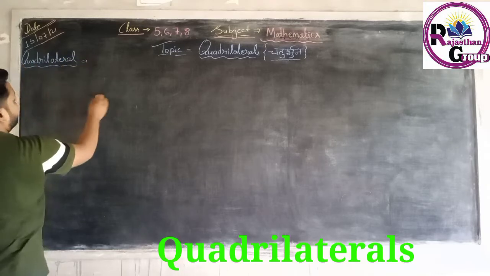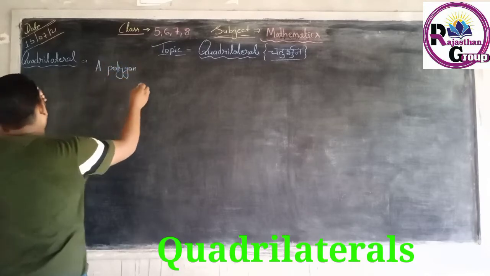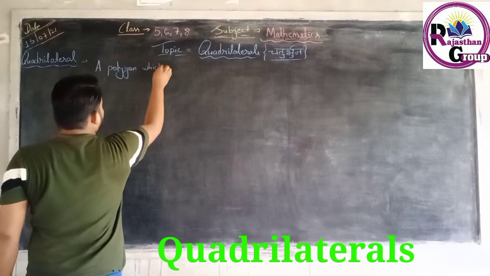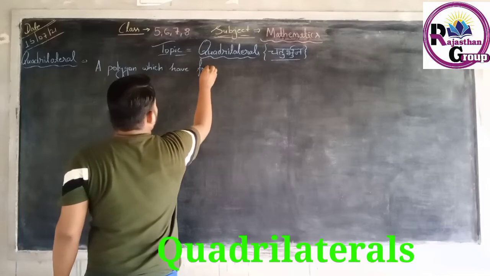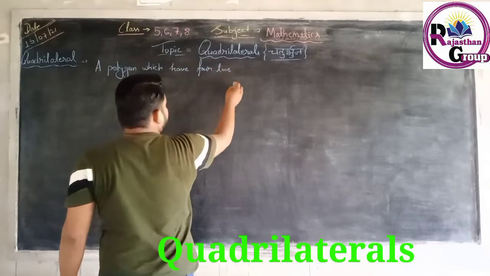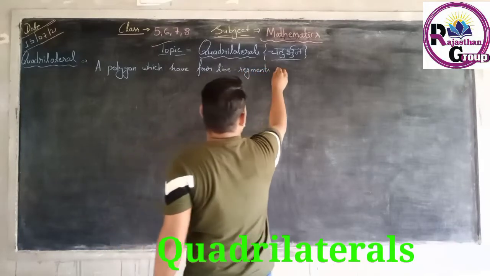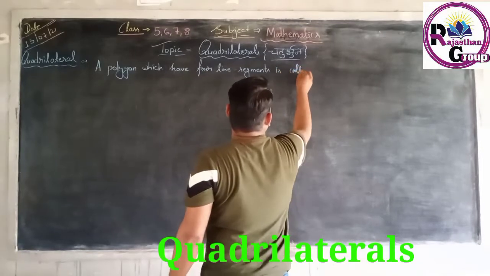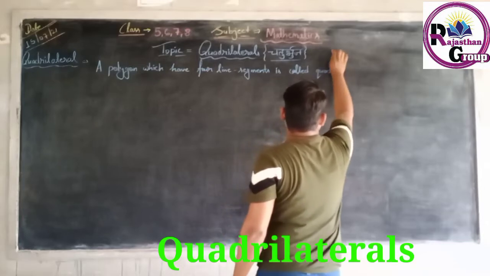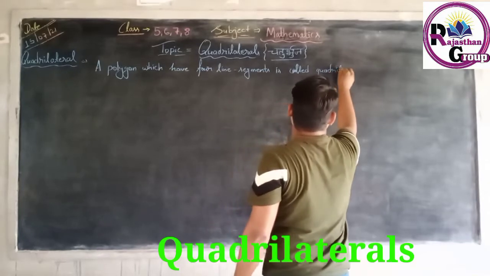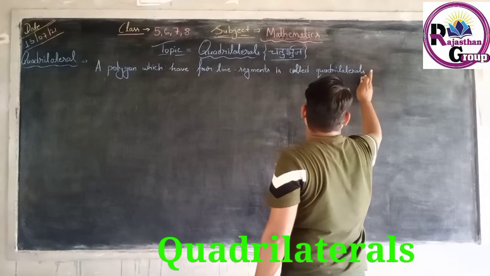Quadrilateral: a polygon which has four line segments is called a quadrilateral.